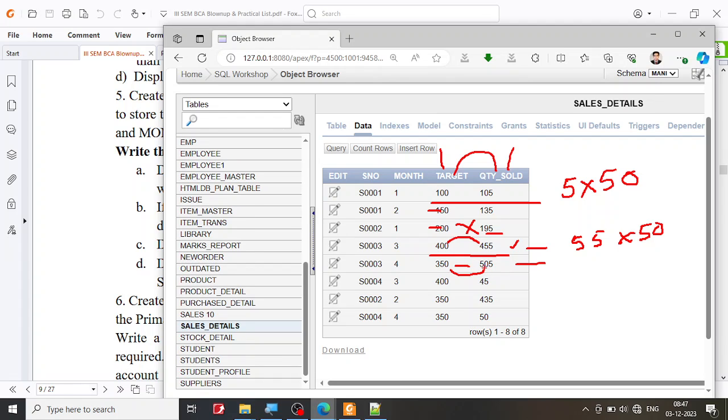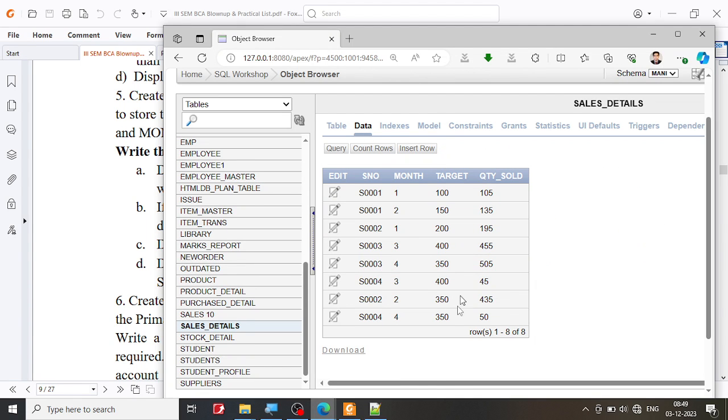For whatever excess you are getting above the target, for every item, we are going to multiply it with 50 rupees. So for every extra item that you are selling, you are going to get 50 rupees. In the month of April, he or she is going to get an extra amount here. In the month of March, serial number 003, he is going to get some extra commission. We have to sum those commissions.